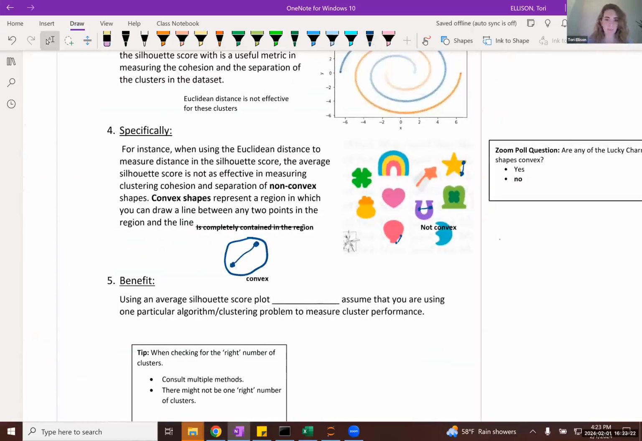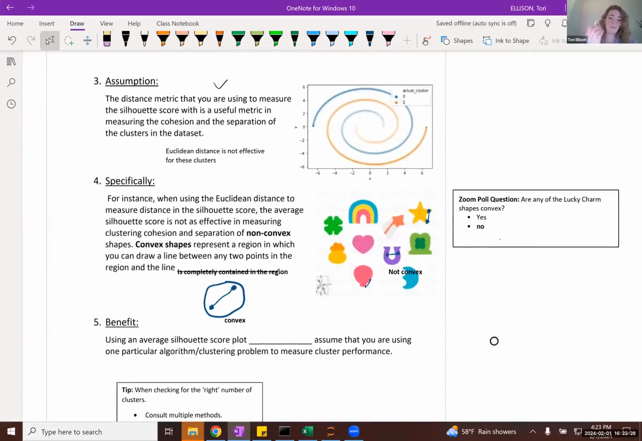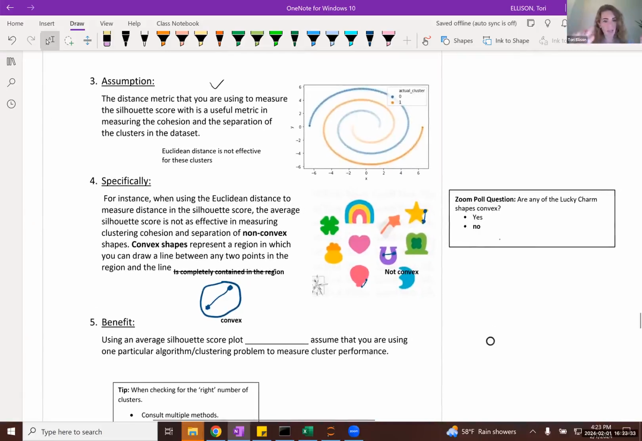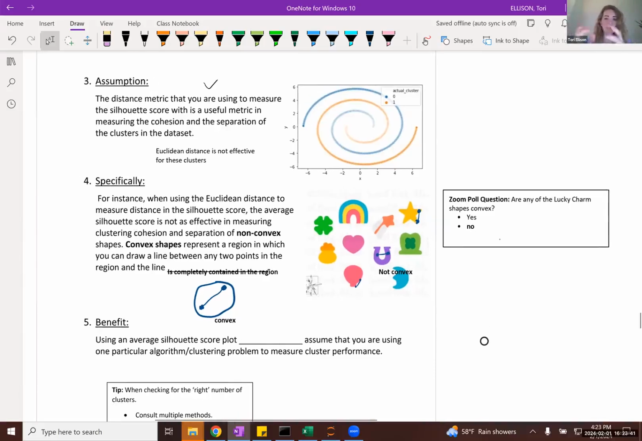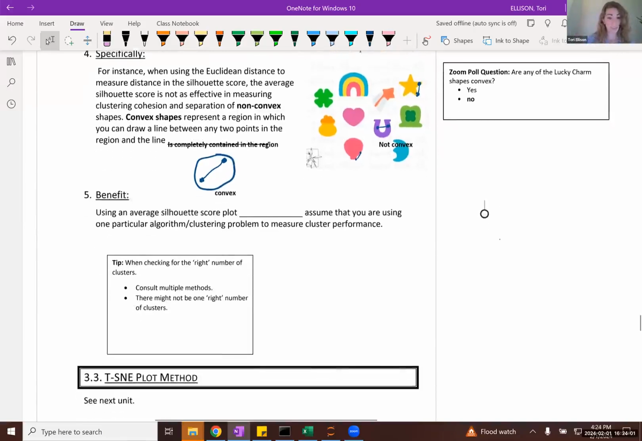Okay, so the reason for this whole tangent was, if you plan on using the Euclidean distance metric to measure the distance between 2 points when you're calculating the silhouette score, then unfortunately, clusters that are non-convex in shape don't tend to work as well for this clustering evaluation metric. In other words, your silhouette scores, your silhouette plots, and your average silhouette score are going to be much less effective at evaluating the amount of cohesion and separation within the given clustering.